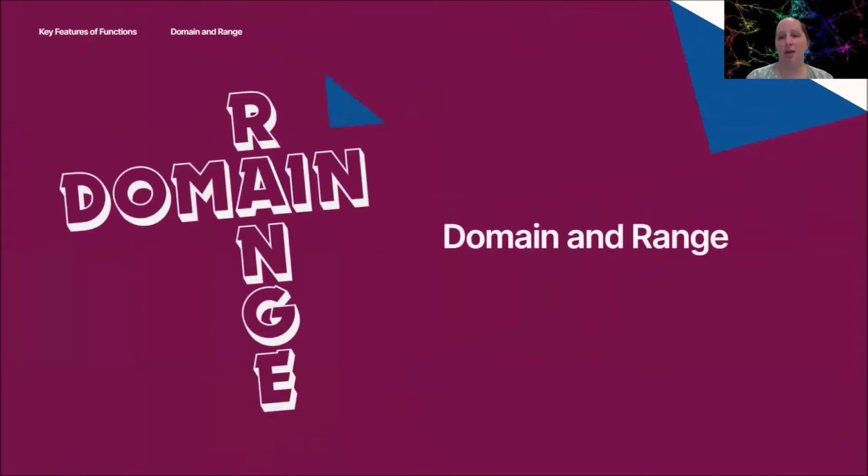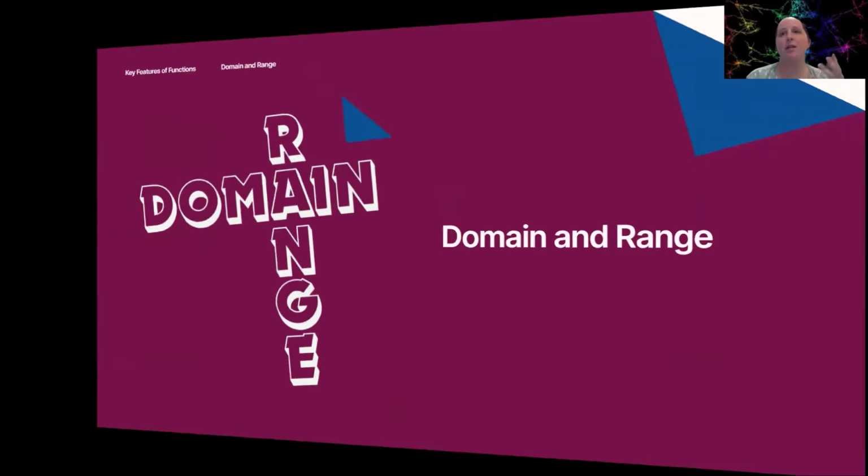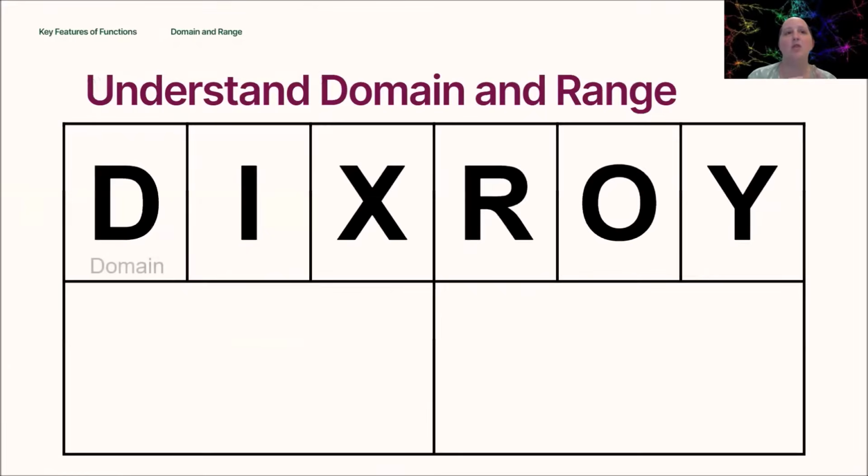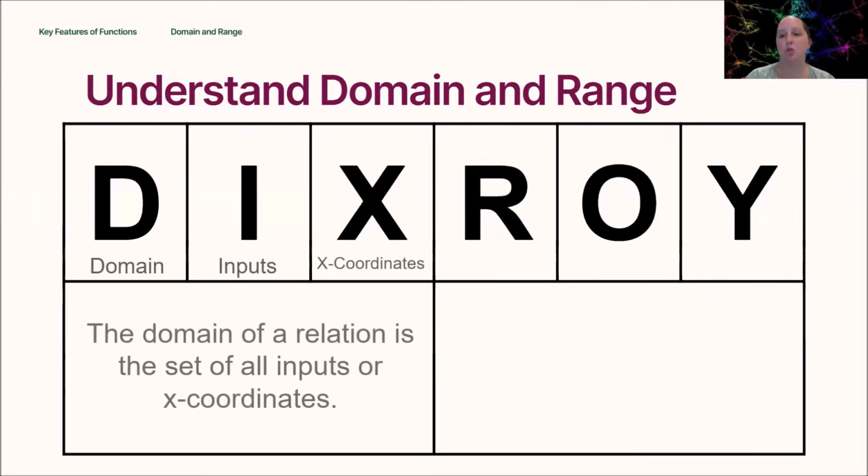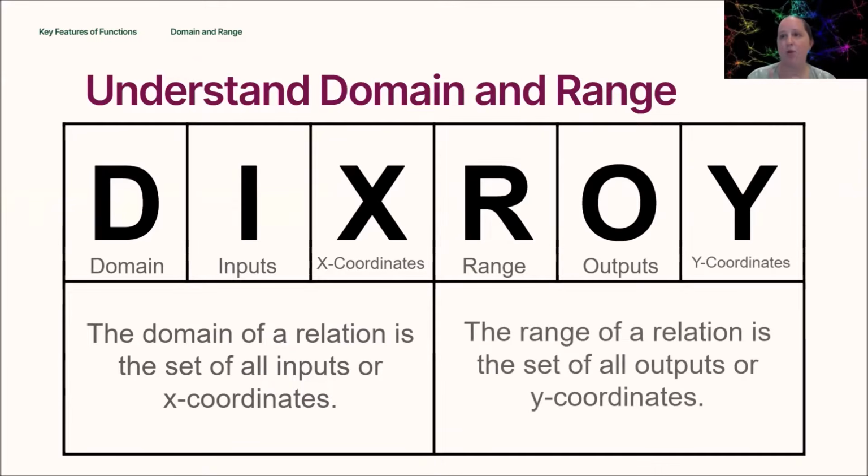So the first thing we're going to talk about is domain and range. Domain is your x values. They're things that you're putting into an equation, so your inputs. So the domain of a relation is the set of all inputs or x coordinates, okay? Your range is your outputs or your y coordinates. The range of a relation is the set of all outputs or y coordinates.